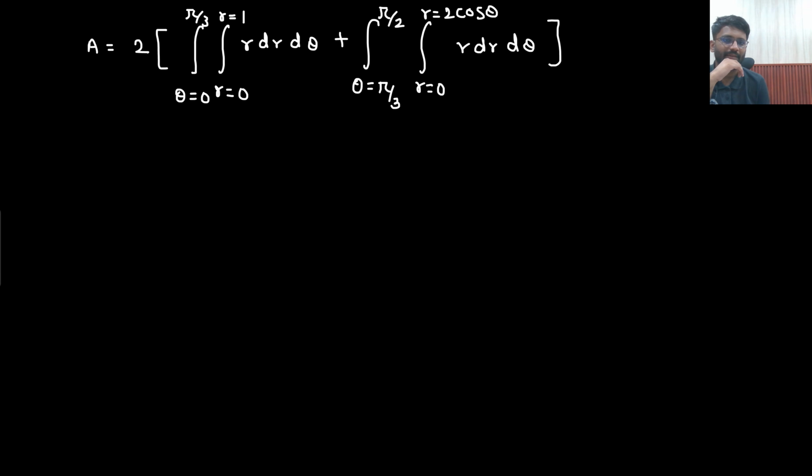Right? Understandable? So just solve it now. This will become r square by 2, this will become 1 by 2, then pi by 3, so pi by 6, 2 into pi by 6. Plus this we are supposed to solve.